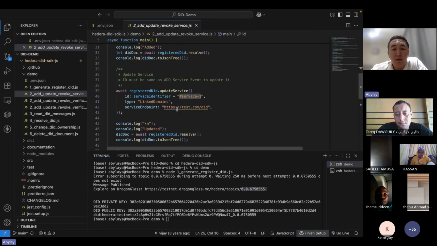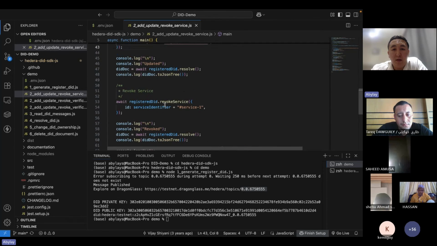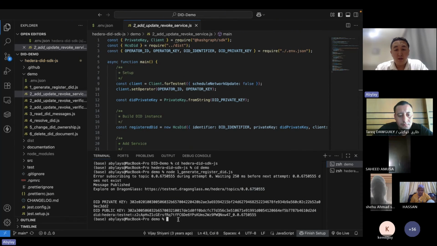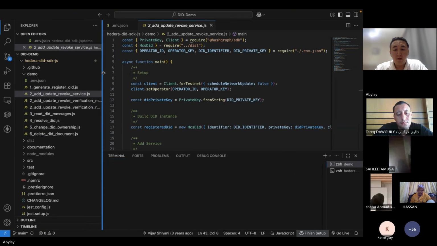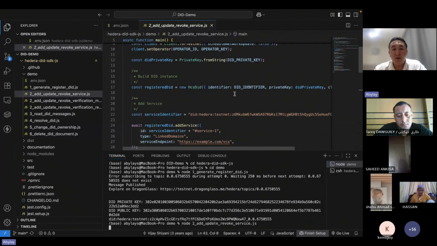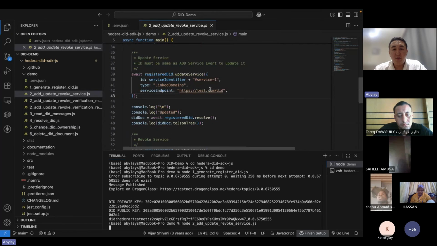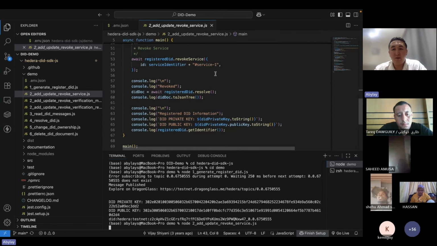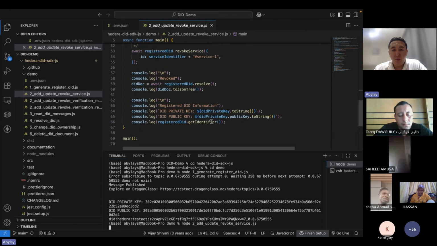So let's try to run it. It should update your DID. It's very simple. You run node add update and revoke. So we first update, then revoke. It's just service.js. There should be two transactions here. First, you update your service endpoint. Then with the second one, you revoke it. So it's kind of complete. It would be complete.